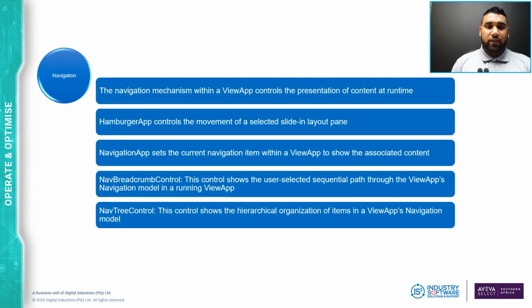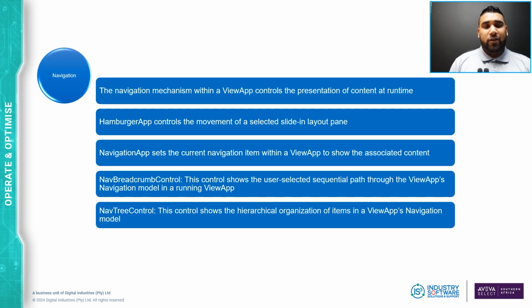So next we're going to be looking at navigation. The navigation mechanism within a view app controls the presentation of content at runtime. For example, a view app can include a tree control that shows the hierarchical organization of the built-in navigation of the view app. Selecting an item from the tree at runtime displays corresponding content in one or more panes of the view app layout. Your hamburger app controls the movement of the selected slide-in panes at runtime. At runtime, the hamburger app appears as a button consisting of 3 horizontal lines. When users click the button, the selected slide-in pane appears. Users can click the button again or click an area outside of the sliding pane to hide the pane.